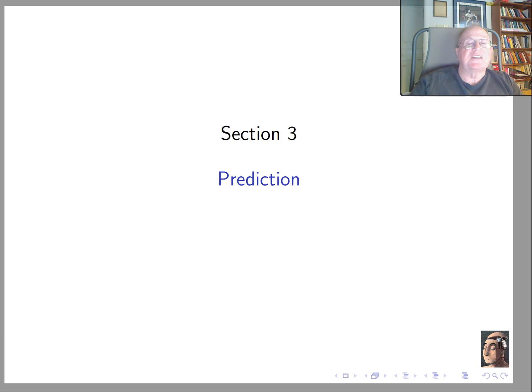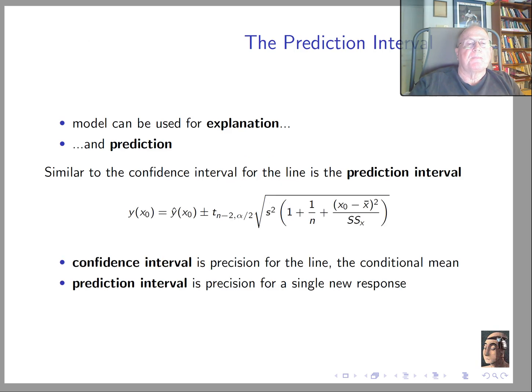Now, prediction. The model can be used for explanation. Slope is really nice for that sort of thing. But we'd also like to use it for prediction. Oh, people love to predict things, especially the future. Okay? Prediction is different from confidence. Similar to the confidence interval, we have a prediction interval.